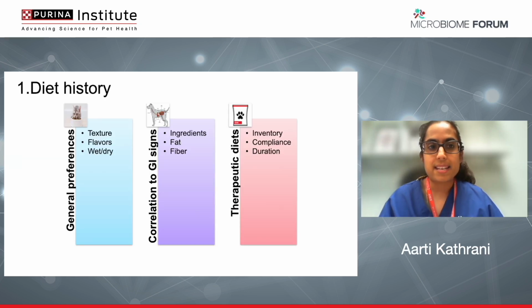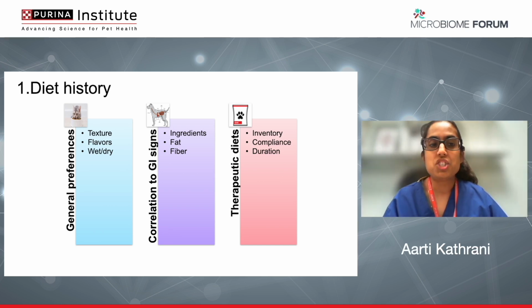So the first is getting that diet history, and we always talk about how crucial this is. And what I hear from a lot of people is that this takes time, and we don't always have a lot of time in our consult. So how can we do this in an efficient way to try and get the pertinent information that's going to help us? So again, with the diet history, I like to focus on three main areas.